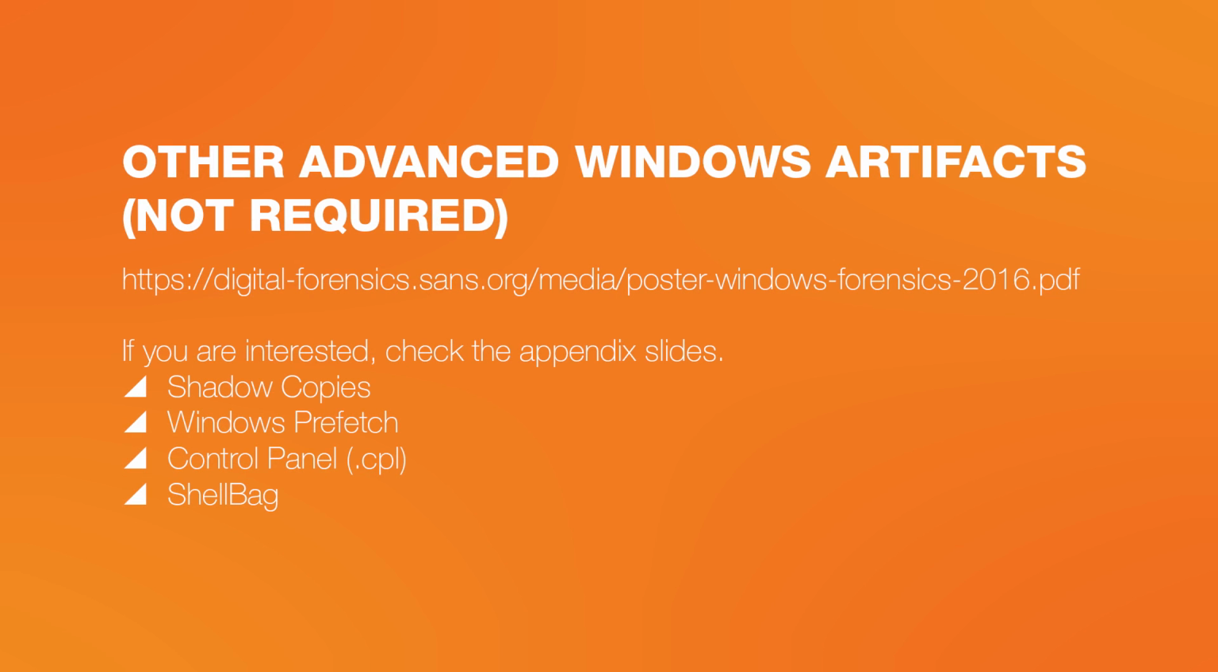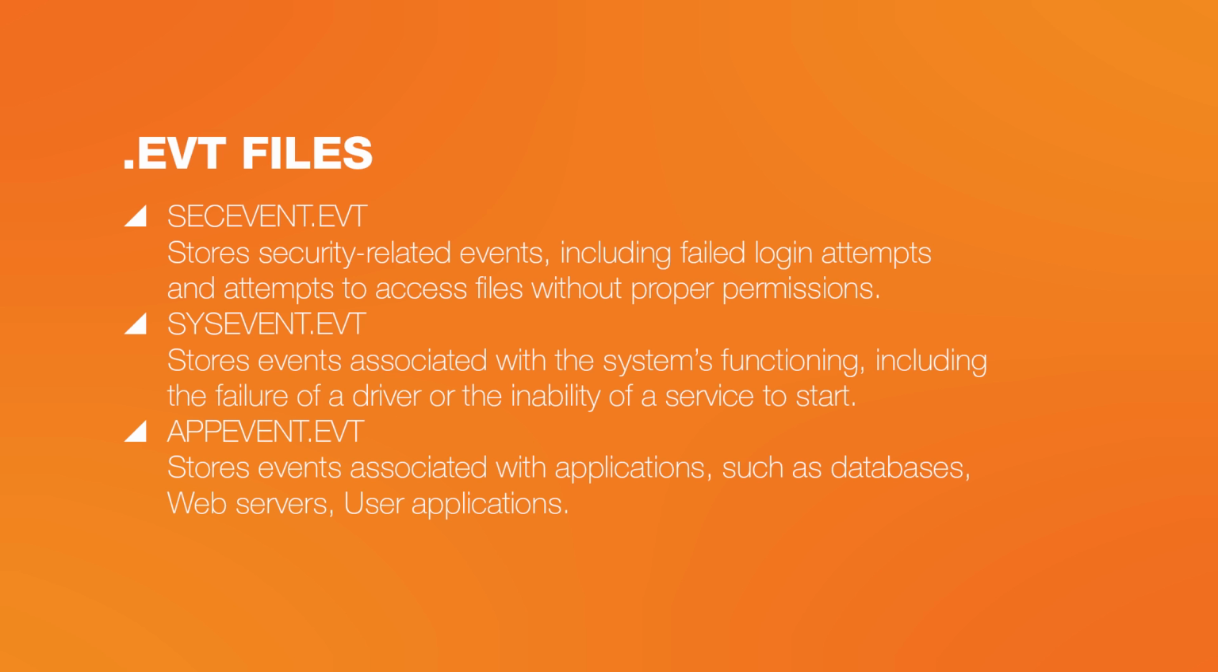Windows also has other artifacts such as shadow copies, Windows prefetch, control panel, shell bags, and others that are important for forensic investigation. The SANS post in the resources section provides a brief overview of the artifacts and registries that help Windows forensic analysis. If you are interested in learning more details, please read a couple of slides in the appendix part of this set of slides. Now let's move on to the next important topic, event logs.